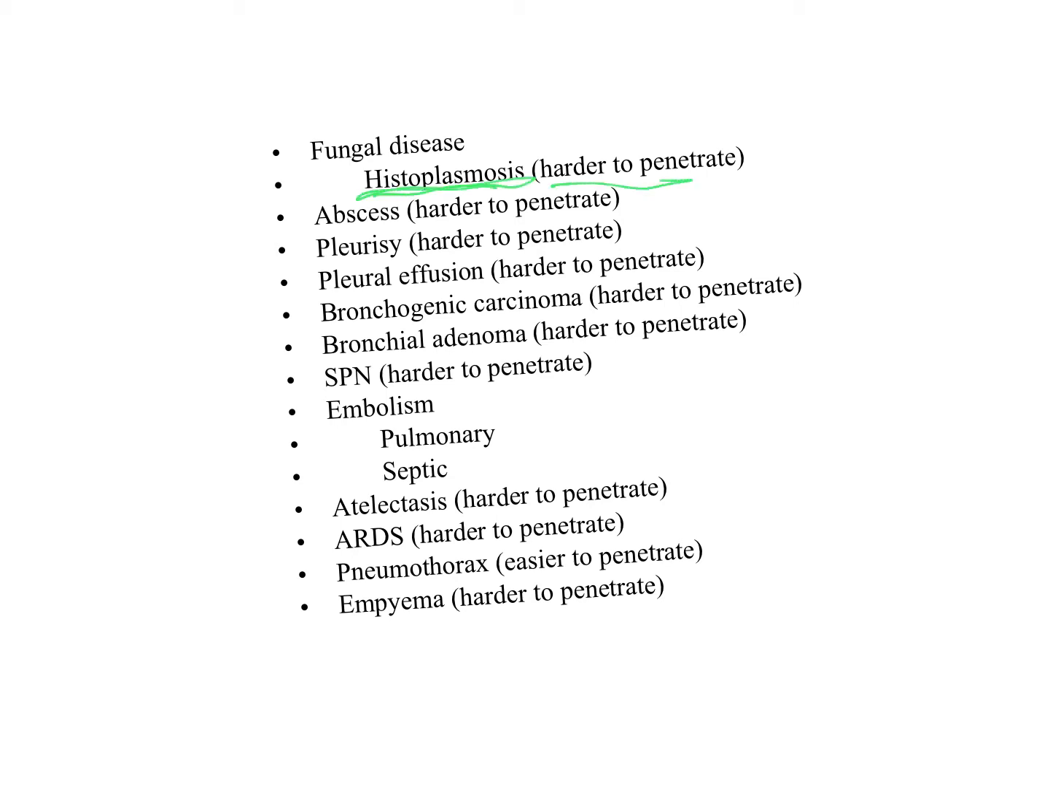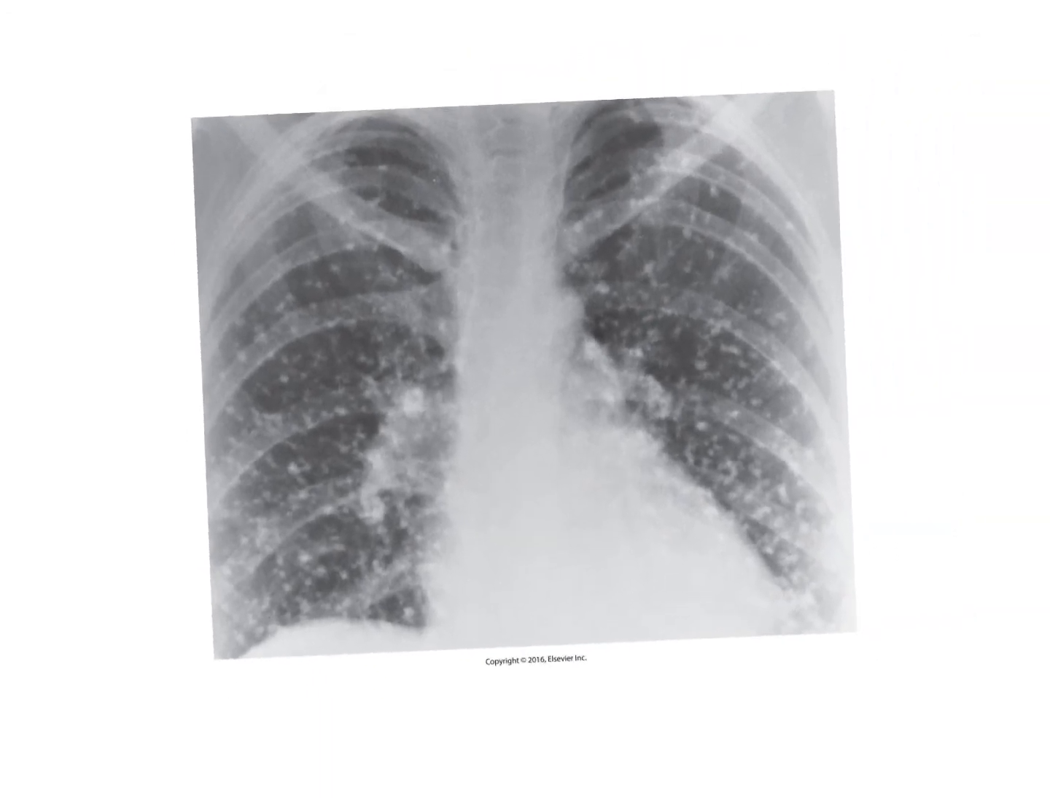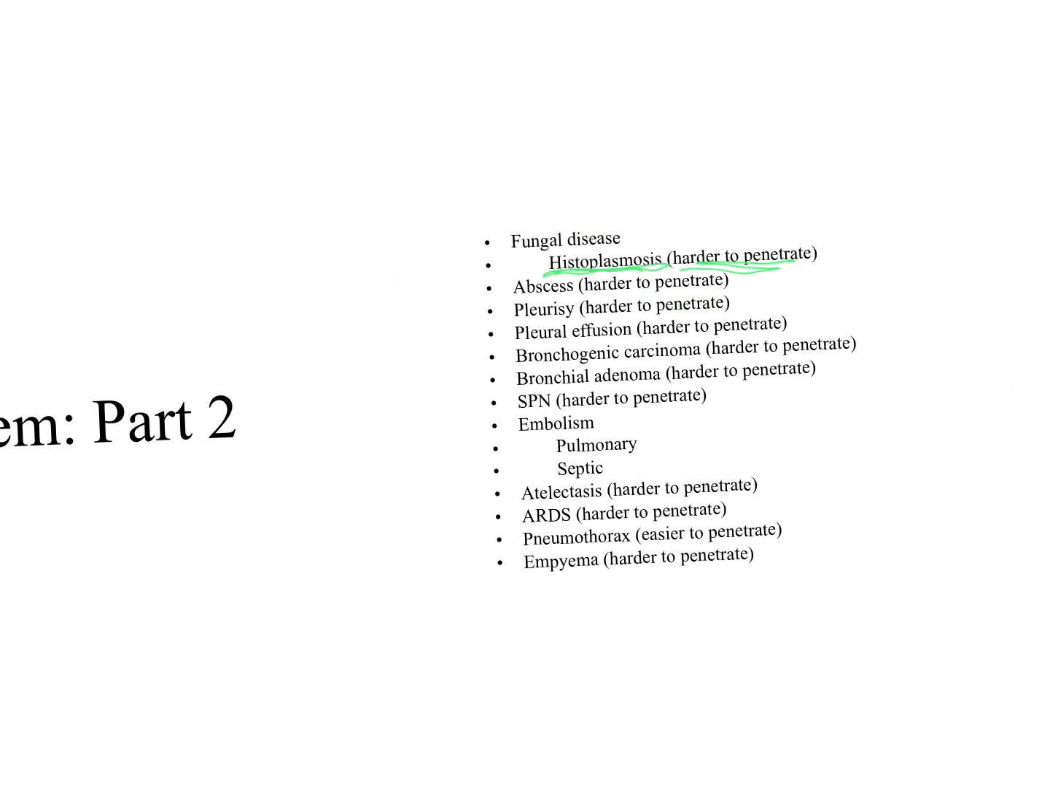Now that's going to be harder to penetrate, and it is fungal disease, again, from contaminated soil, usually, which can cause calcified lung nodules. So if we were going to take a look at that, we would see something like this. So again, anything calcified on an X-ray image is going to look very bright. So we can see so many little calcified nodules here. They're all over. That's very indicative of histoplasmosis there.